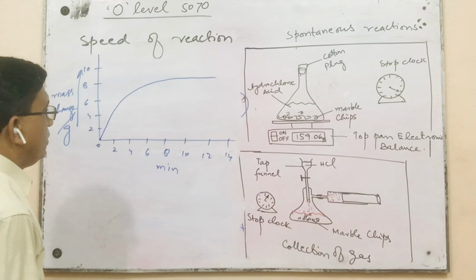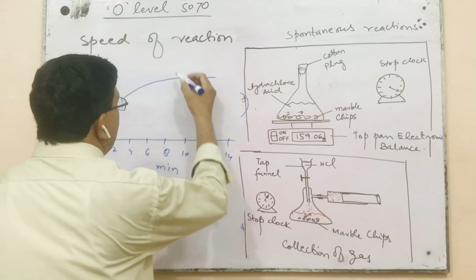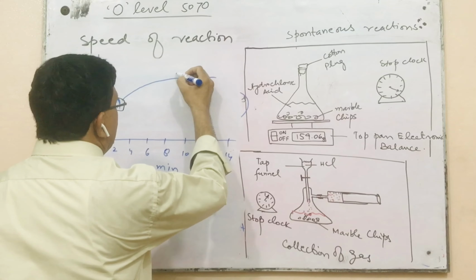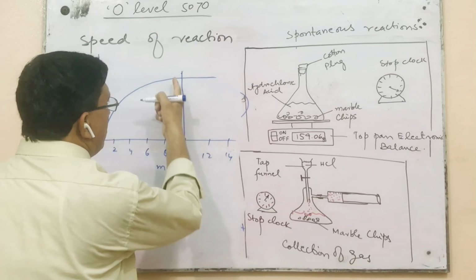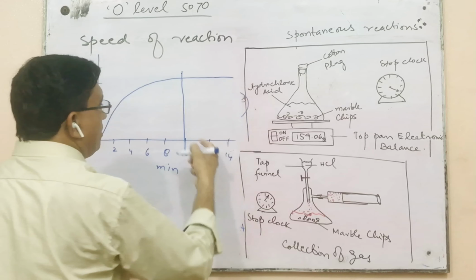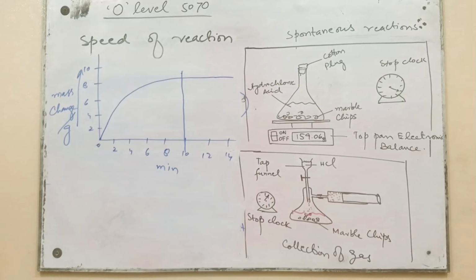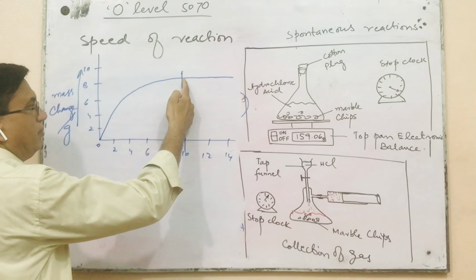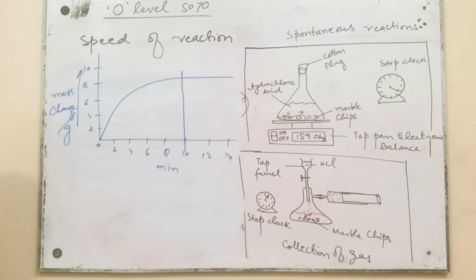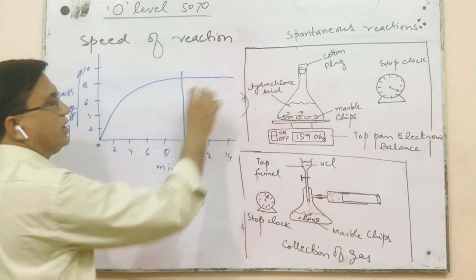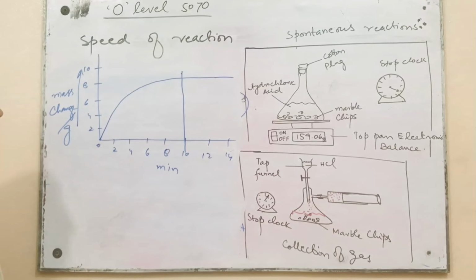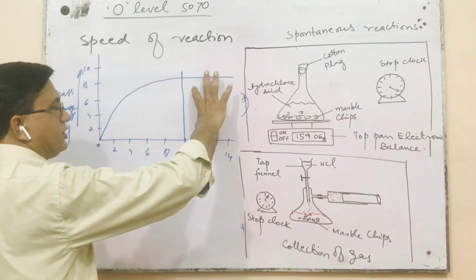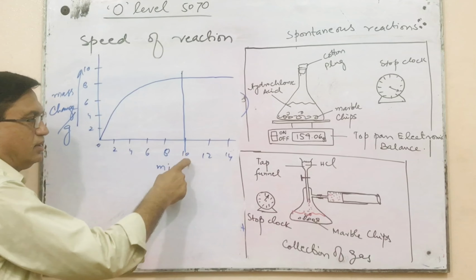Now, the point from where we observe that this graph is becoming parallel to the time axis, it means that at that time the reaction is completed. No further change is taking place. A constant value will be observed that will indicate the reaction is finished at 10 minutes.